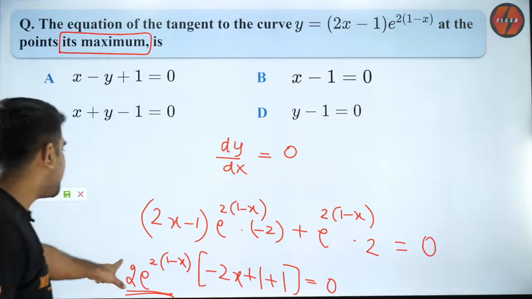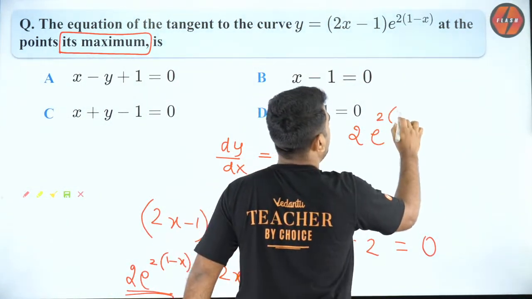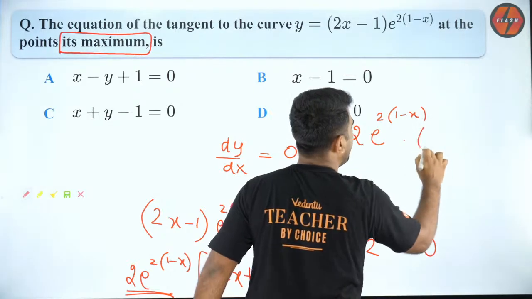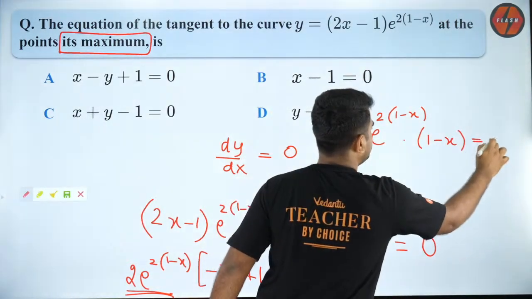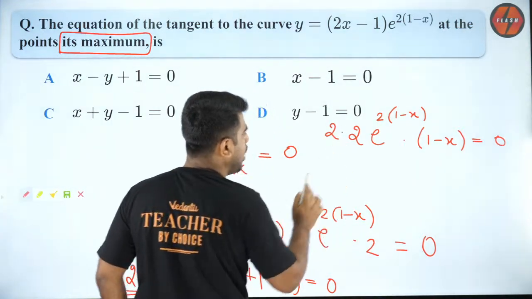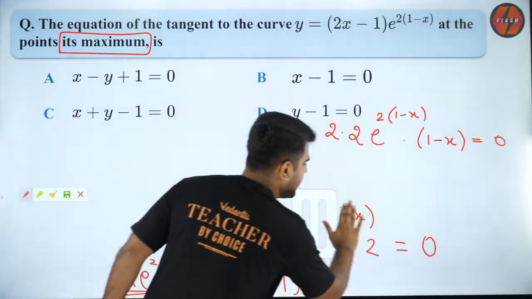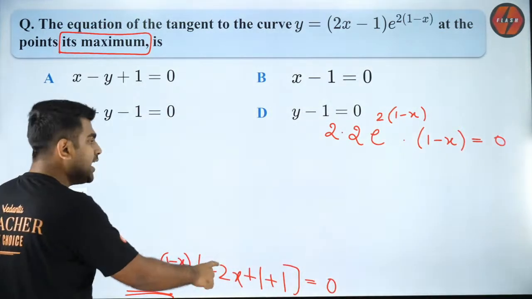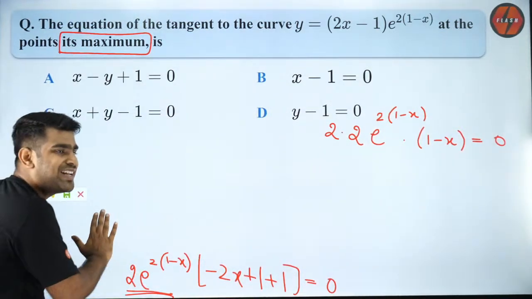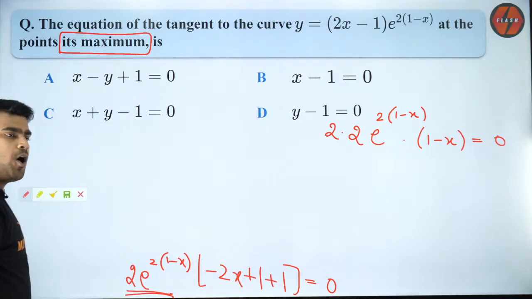Guys, so if I reduce this, what will I have? I'll have 2 e to the power 2 into 1 minus x into 1 minus x is equal to 0. And here I have a factor of 2, so I can take one more 2 outside. Did you all understand that? Did you all get it till that step? From here to here, did you guys understand? So that I can remove this. Yes? All of you got it?